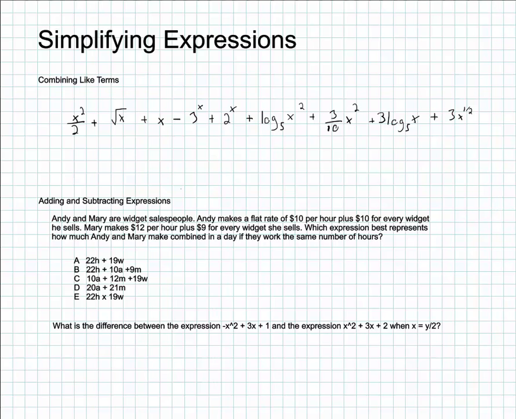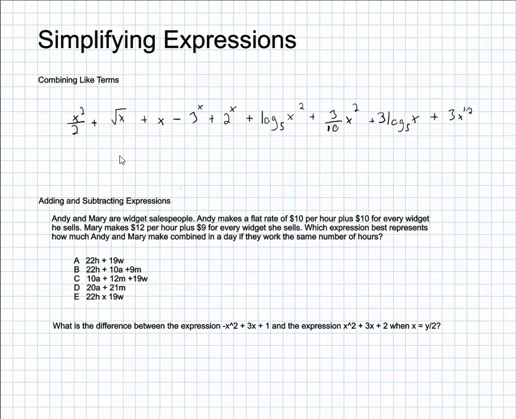expression. So we have x squared over 2 plus the square root of x plus x minus 3 to the x plus 2 to the x plus log base 5 of x squared plus 3/10 x squared plus 3 log base 5 of x plus 3x to the 1/2 power. Okay, so let's go ahead and start simplifying this.